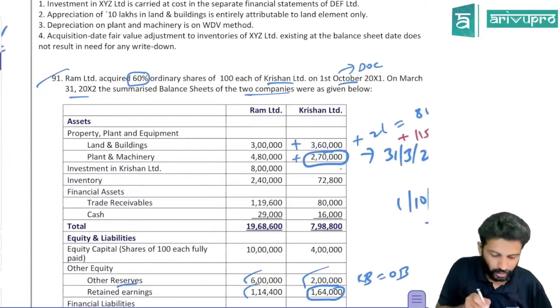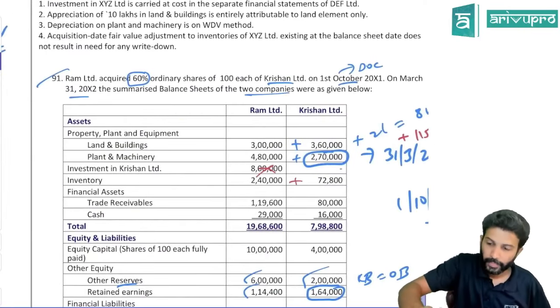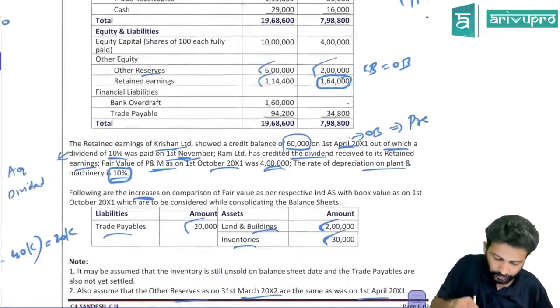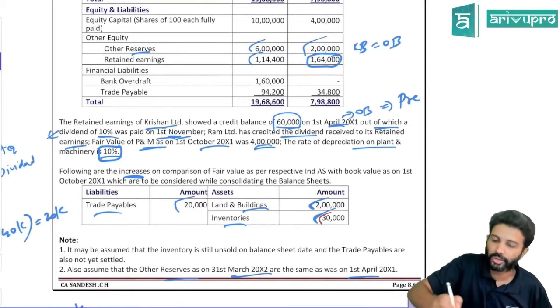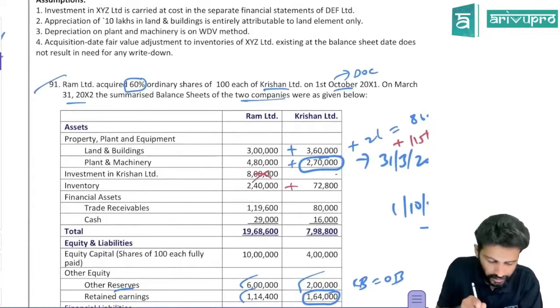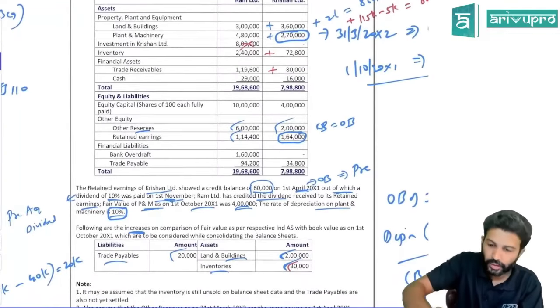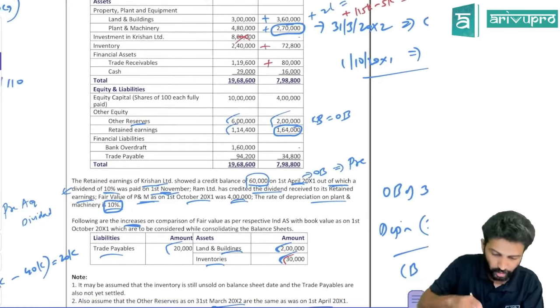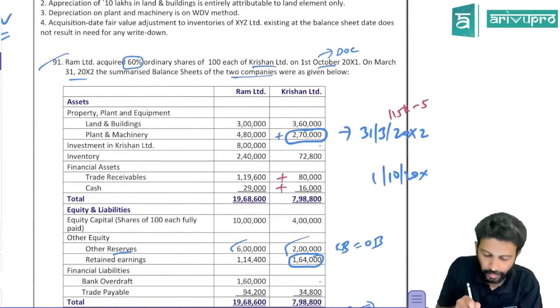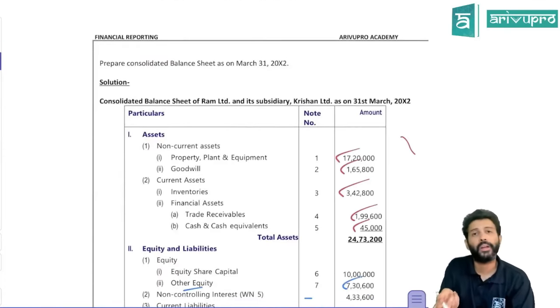Next is what, sir? Inventory. Inventory 2,40,000 plus 72,800. That gives you 3,12,800. I think there was some fair value adjustment for inventory also. Yes, there is a 30,000 fair value adjustment. So plus 30,000, you're going to get 3,42,800, including fair value adjustment. Then it is financial asset, receivable. Add this. Is there any fair value adjustment? 1,19,600 plus, no, there is nothing, plus 80,000 will give you 1,99,600. Next is cash, 29,000 plus 16,000, which is 45,000. Okay, this is on the asset side.